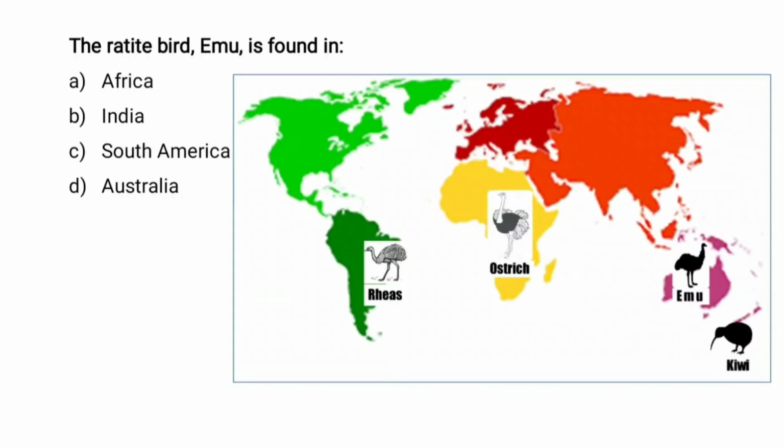Emu is the flightless bird of Australia and is the second largest living bird, which is more than 5 feet tall and may weigh up to more than 45 kgs. Emu is the sole living member of family Dromaeoidae of the order Casuariiformes, which also includes the cassowaries. So our correct option will be option D, which is Australia.